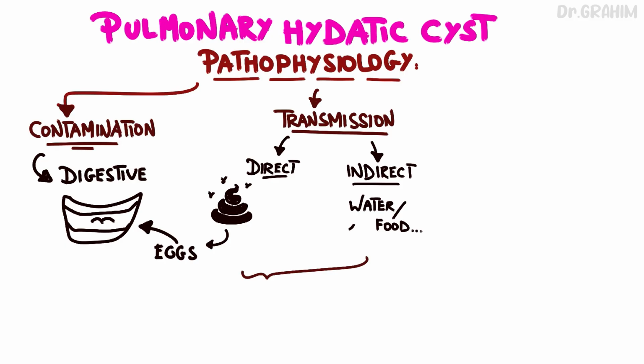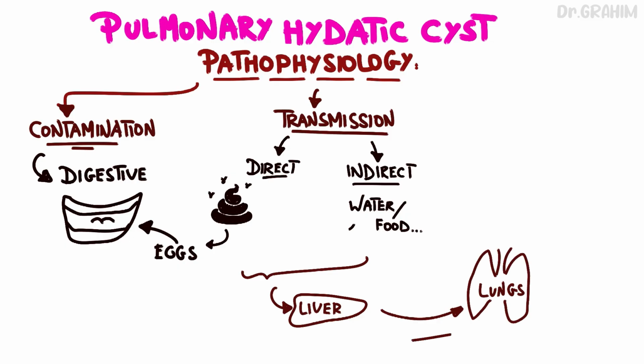The parasite reaches the lungs after passing through the hepatic filter, because the liver is the most common primary site. Sometimes pulmonary infestation can occur directly through the lymphatic pathways, bypassing the liver. The cyst gradually develops in the lung, exerting pressure on the bronchi and pulmonary parenchyma.